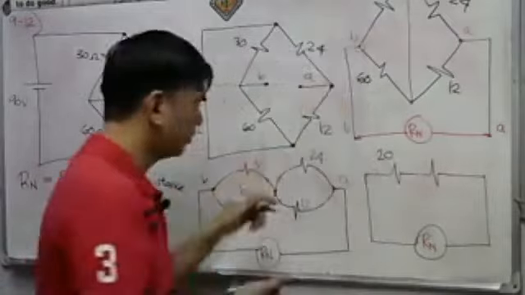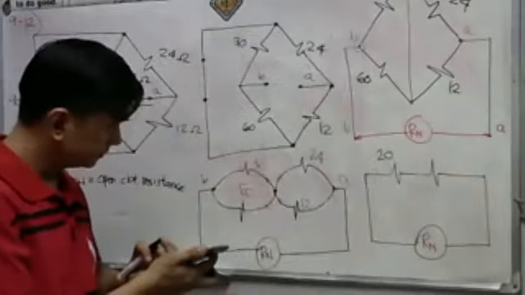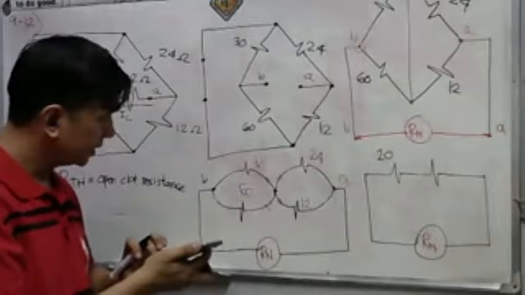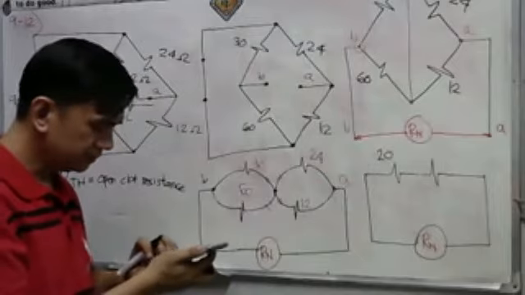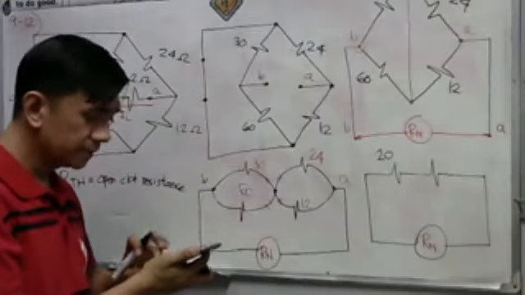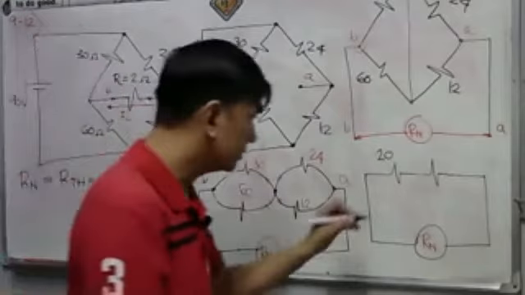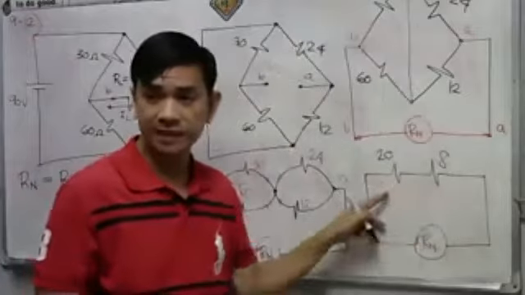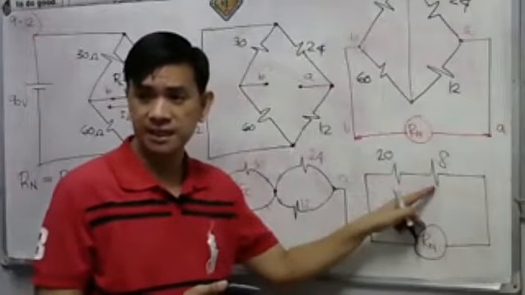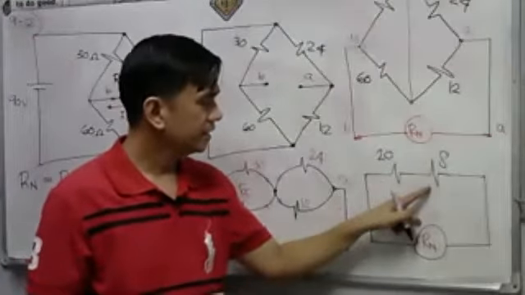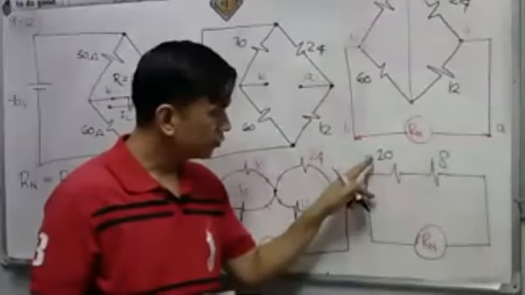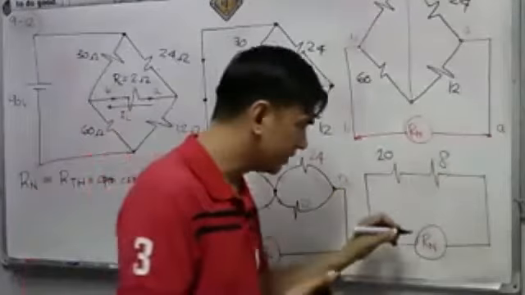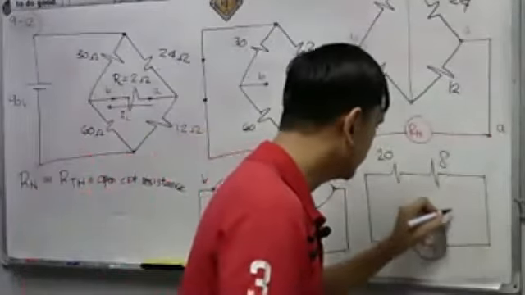What about our 24? 24 times 12 divided by 24 plus 12. So that is equal to 8. So we are seeing here it's just a simple series circuit. Naka-series lang sila, mga kawerpa. So it's just simply 20 plus 8, therefore the answer will be 28 ohms.